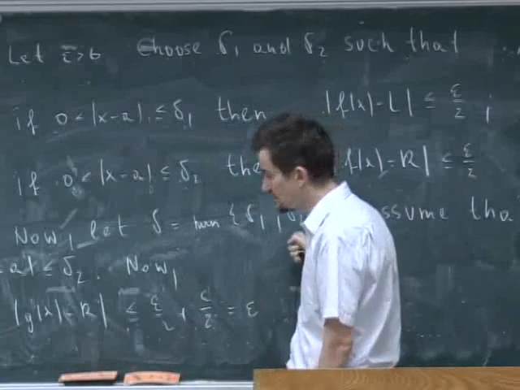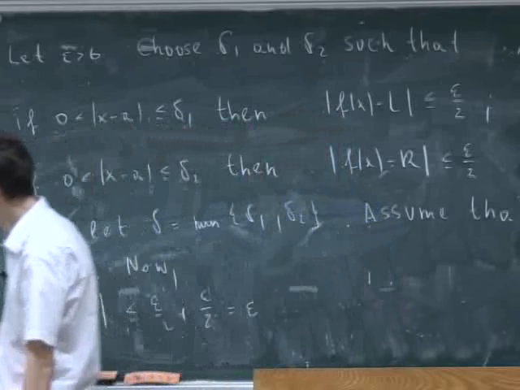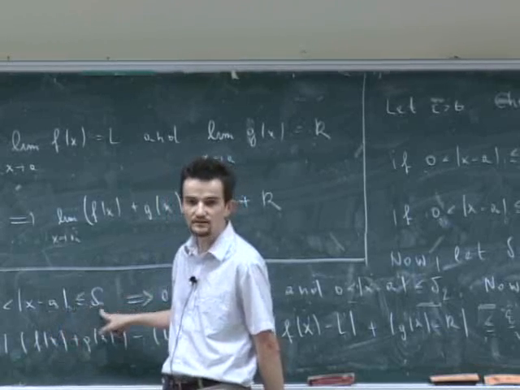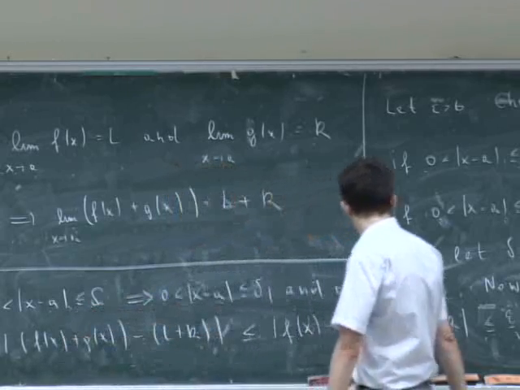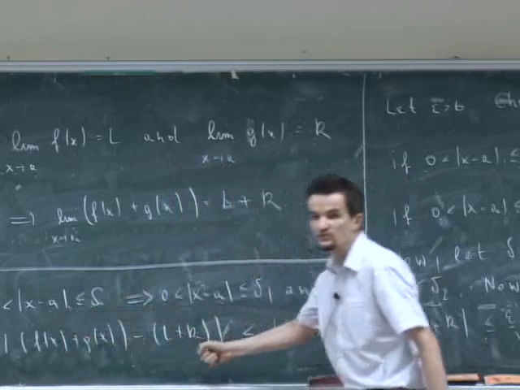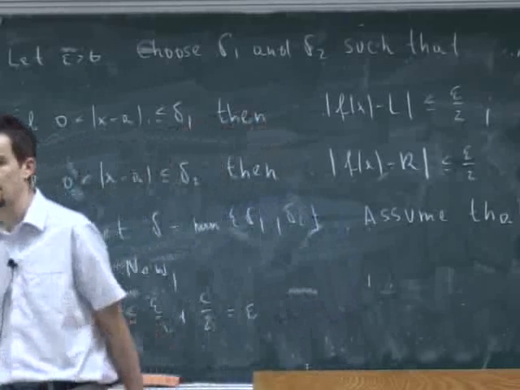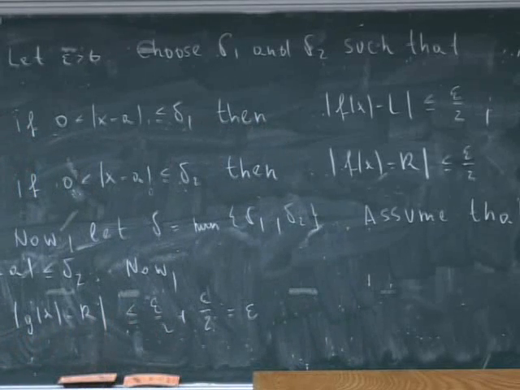the delta such that if we are close enough to A within the delta interval, f of x plus g of x will be close enough. It will be within the epsilon interval of the claimed limit. And this proves the limit relation.